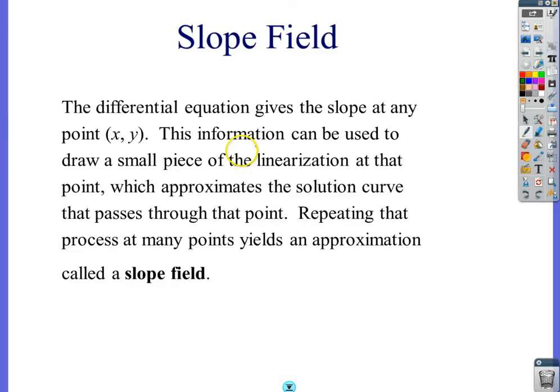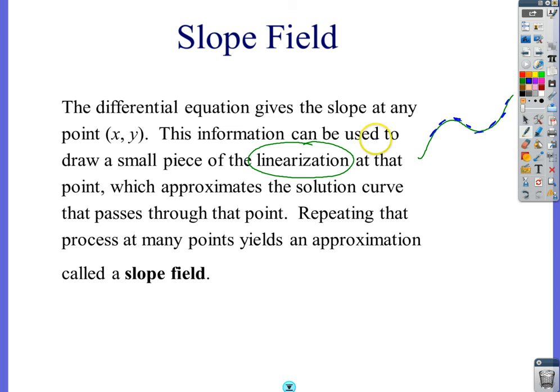That information can be used to draw a small piece of the linearization. Remember what linearization is? That's when I have my slope. If I'm trying to find different slopes of different stuff, linearization is when I look in really close. I see everything kind of has a line to it, right? Every little slope has a line. This is what linearization is. Every little point has its own little slope. Does that make sense? Okay.